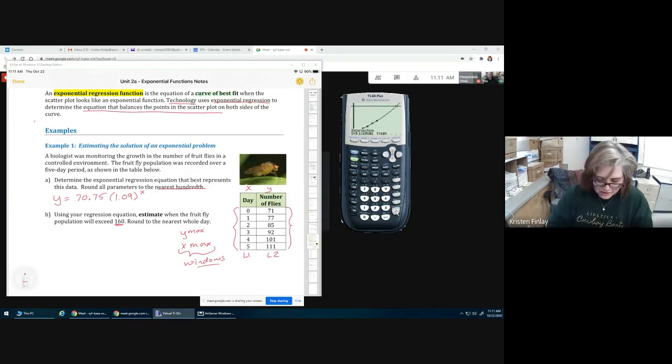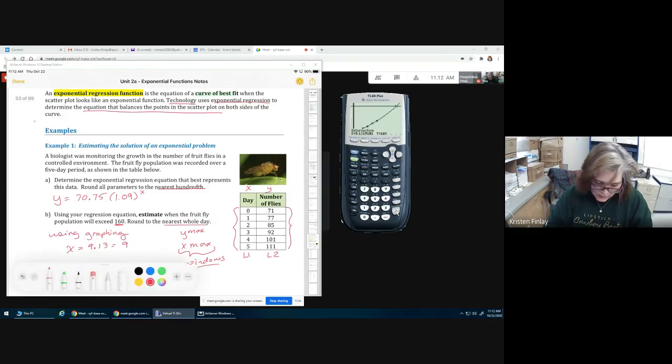And so using graphing, we will get y equals 160 when x equals 9.13. So that would be 9, or it says next, the nearest whole day. So actually in this case, we'd round up because we want to do that.